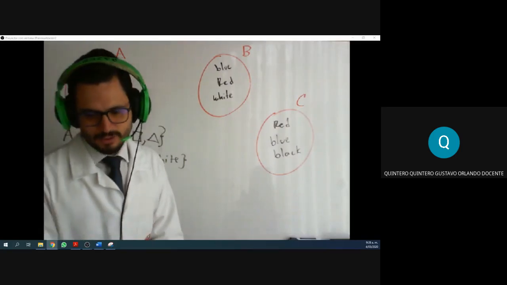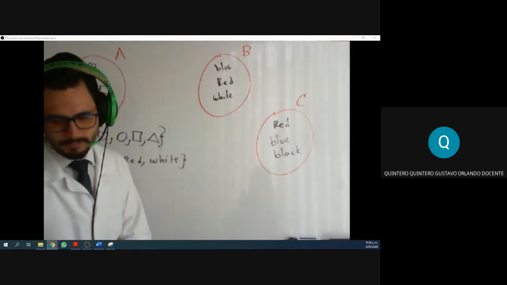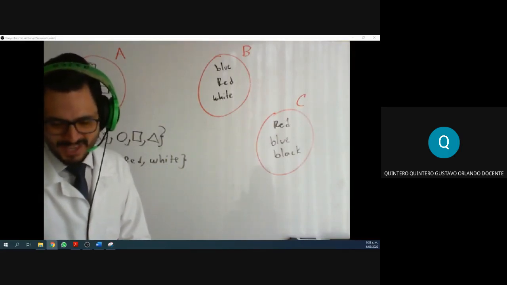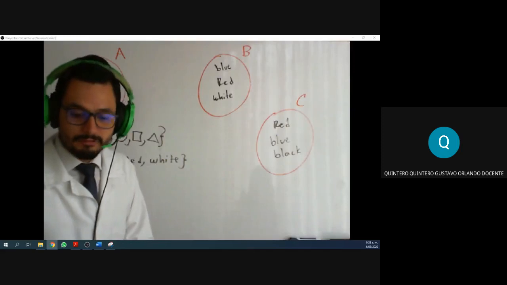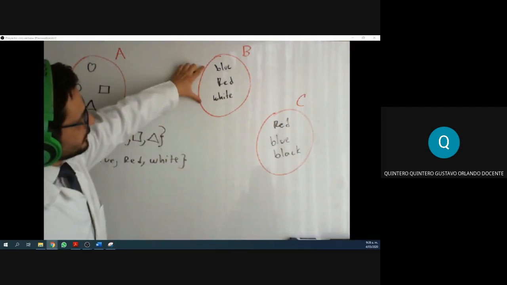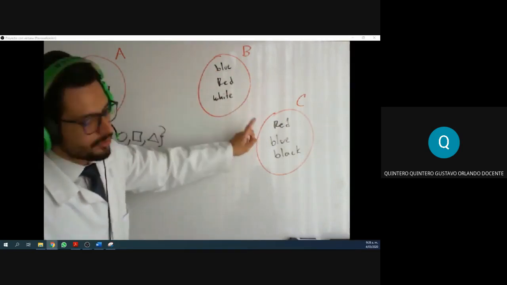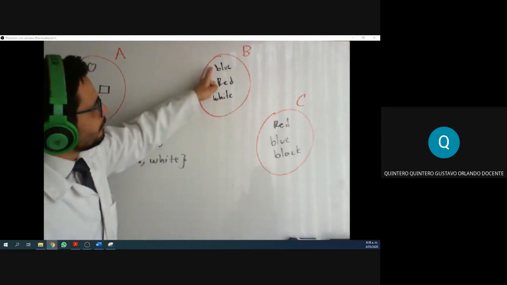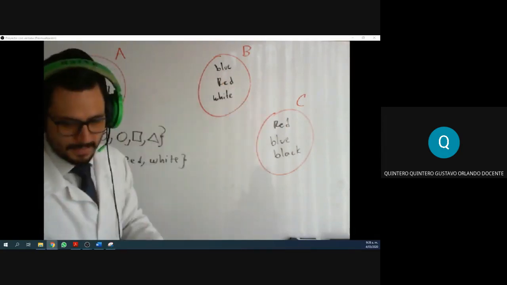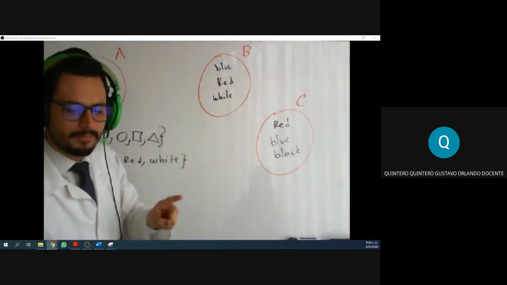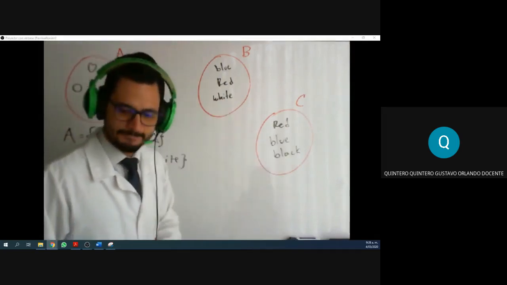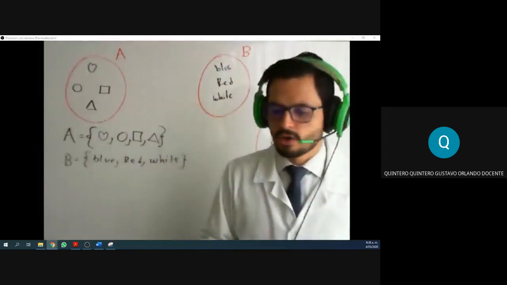Okay, two people are answering now. 3 people, beautiful. There we go. Okay, cool. Thank you guys, I appreciate it. And all of you will be right. Set B and set C, even though they have 3 colors each, and blue is in the 2 sets, and red is in the 2 sets, they do not have the same colors. One has white, and the other one has black. So they don't have the same colors.